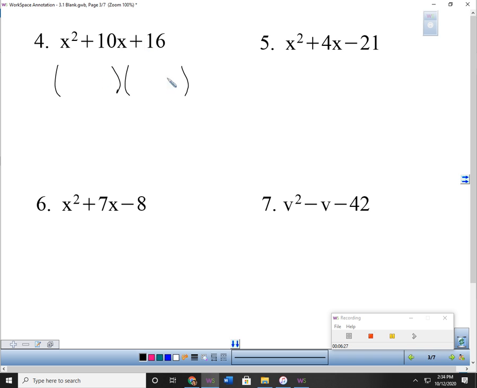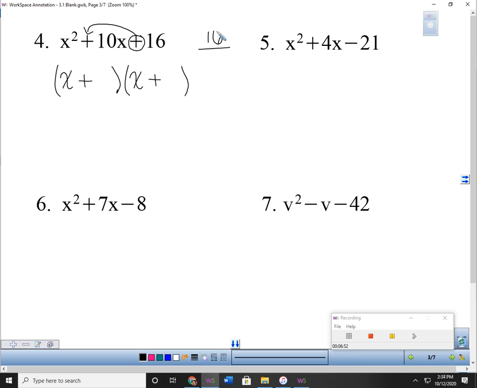So I'm going to split it into two binomials. I have a plus sign at the back, which means 2 of whatever is up in front. So I'm going to have 2 plus signs. To get that x squared, I have x times x. And the back two numbers have to multiply to make 16.